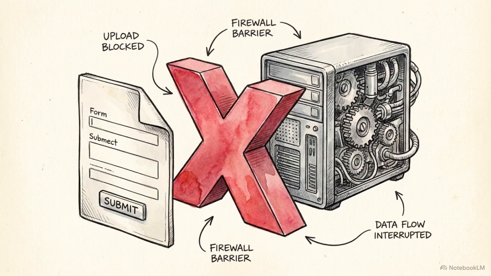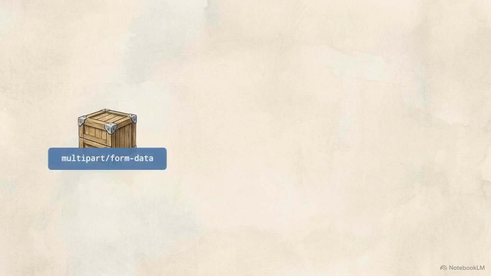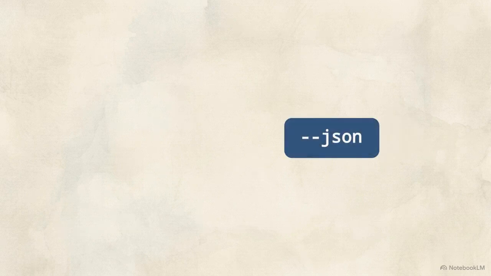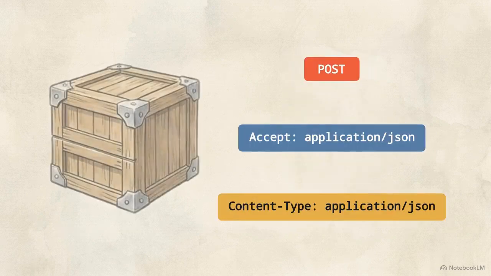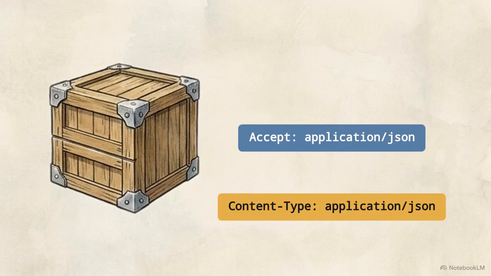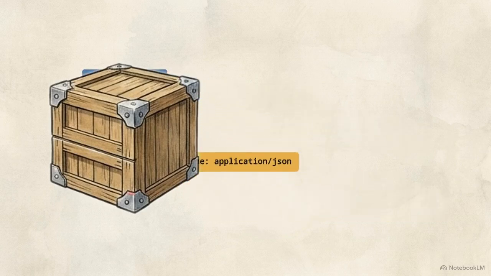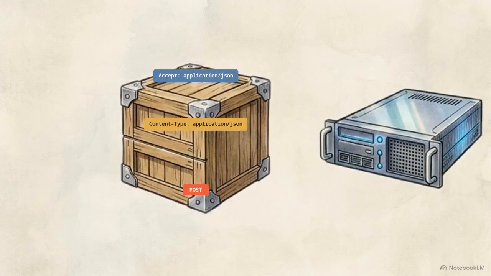Standard form data fails when you need to upload a binary file. For that, you use the -F flag, which constructs the multi-part form data payload required by servers accepting file uploads. This diagram illustrates how the --json flag physically unpacks. It acts as a shortcut that automatically sets the method to POST, inserts the correct accept header, and formats the content type header for JSON.